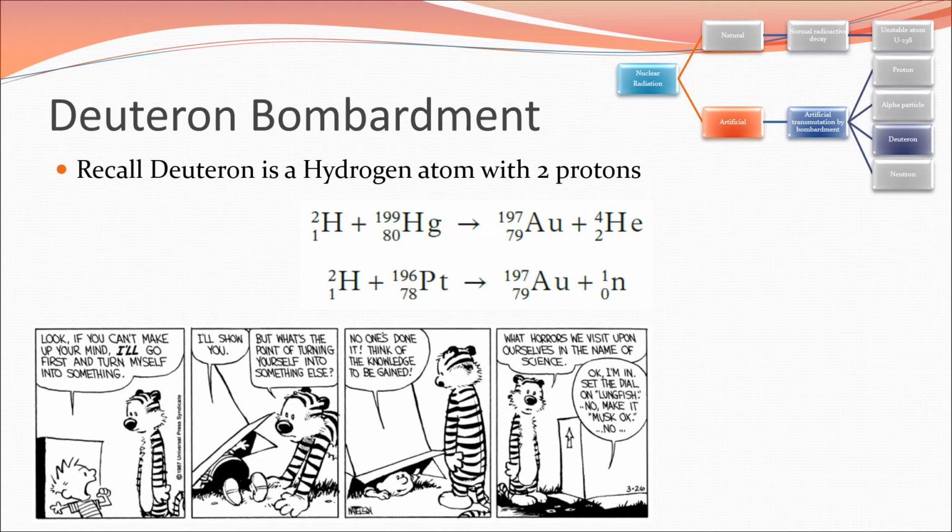Deuteron bombardment. So recall, deuteron is like a hydrogen atom with a neutron added. So in this top scenario here, we've shot a deuterium atom at mercury, and what we've done is we've made gold, and that is the transmutation that we've done. Once again, 1 proton plus 80 protons, 79 there and 2 there, so it balances. And if you look at the top numbers, the 199 plus the 2, it's obviously 201, which is him plus him.